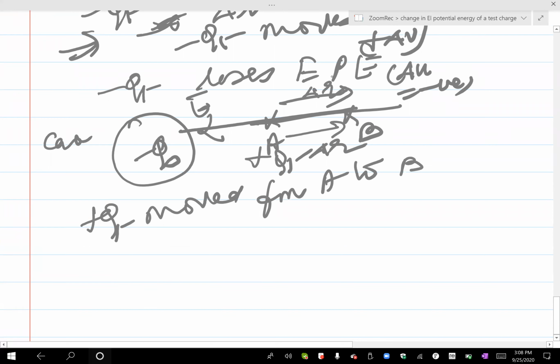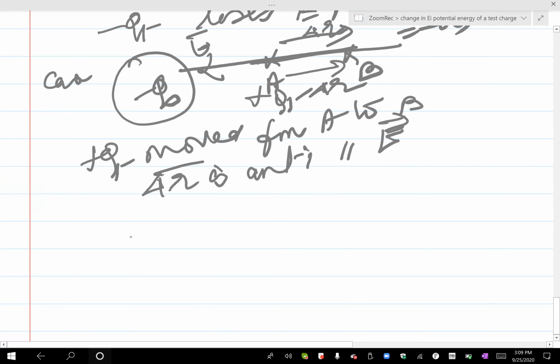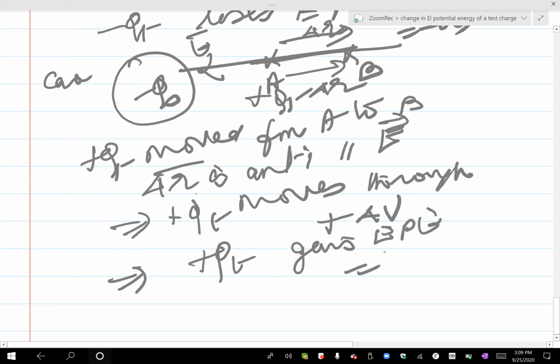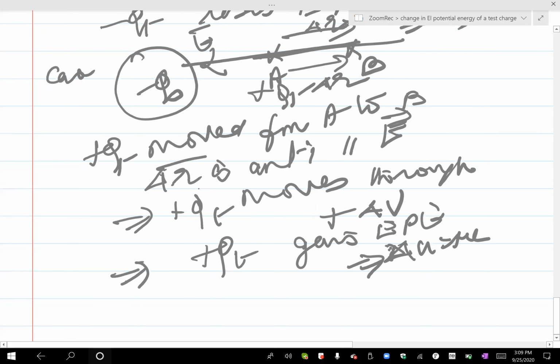Now because electric field is inwards and delta R is outwards, delta R is anti-parallel to E, because E is radially inwards. That implies plus QT moves through plus delta V. That implies plus QT, this is plus and that is plus, and therefore plus QT gains electrical potential energy. Delta U is positive.